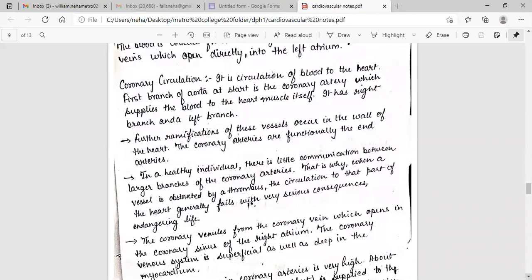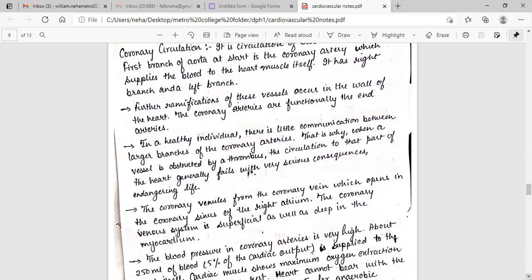The coronary arteries are functionally end arteries. In a healthy individual, there is little communication between larger branches of the coronary arteries. That is why when a vessel is obstructed by a thrombus, the circulation to that part of the heart generally fails with very serious consequences endangering life.